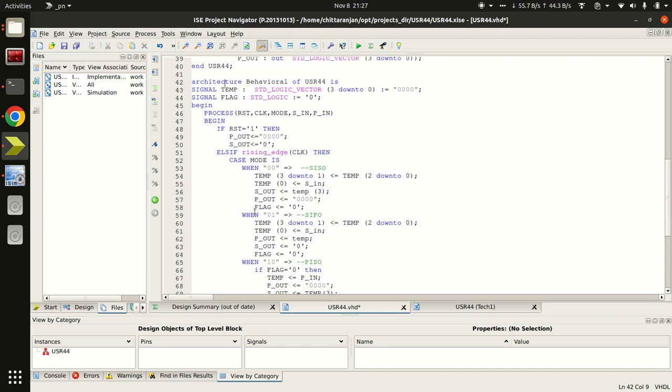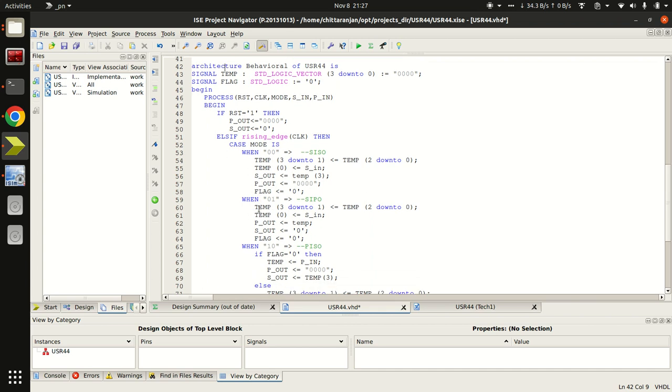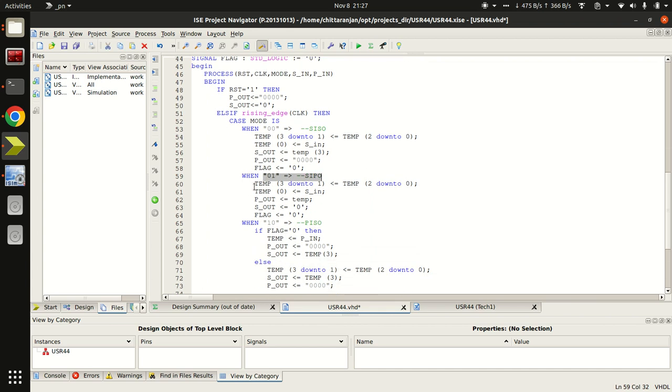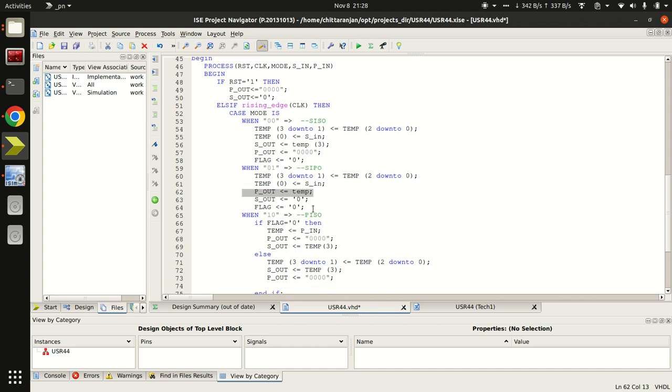Now when the mode is 01, it will perform SIPO mode, that is serial in parallel out. It will again take serial in as we have only one pin, so it will take 1 bit at a time, but it will display all 4 bits as we have 4 parallel outputs. So this is how 4 clock cycles for the input and 1 clock cycle for the output will be taken, so total 5 clock cycles.